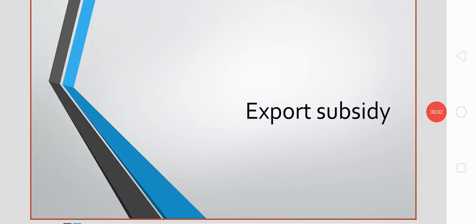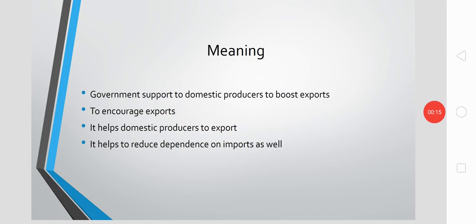Trade restrictive measures are many. There are tariff barriers and non-tariff barriers of international trade. Export subsidy is an important non-tariff barrier of international trade. Export subsidy is the government support to the domestic firm or domestic producers to boost export.